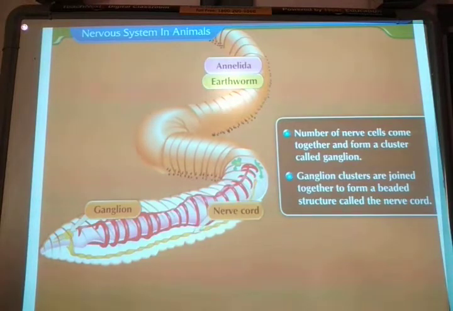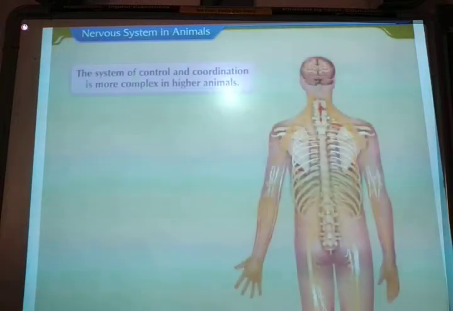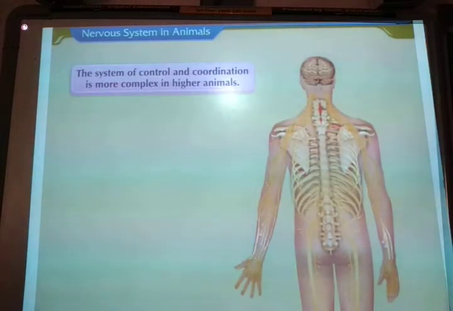In higher animals, the system of control and coordination is more complex. Let us now understand about the control and coordination in human beings.